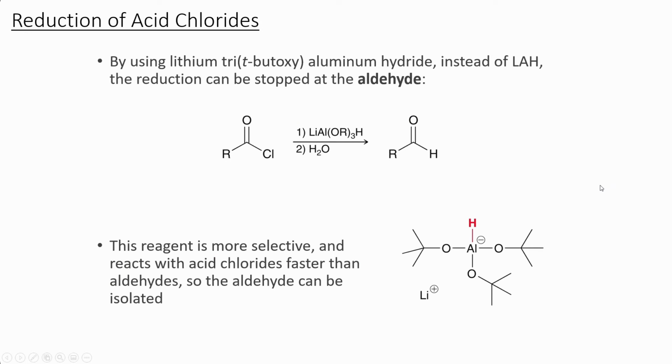If we use lithium tri-tert-butoxy aluminum hydride instead of LAH, we'll be able to stop this reaction at the aldehyde stage. And this is because the reagent is more selective and it will react with acid chlorides much more quickly than aldehydes, and that's due to the steric bulk on the reagent. Remember, an acid chloride is the most reactive of our carbonyl compounds, so the bulky reagent will react more quickly with the more active electrophile than it will with an aldehyde.